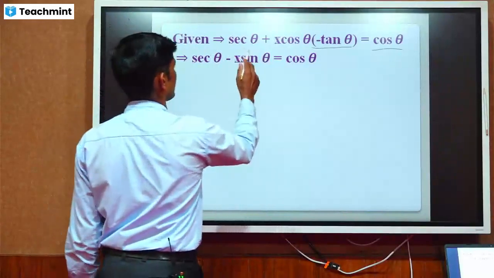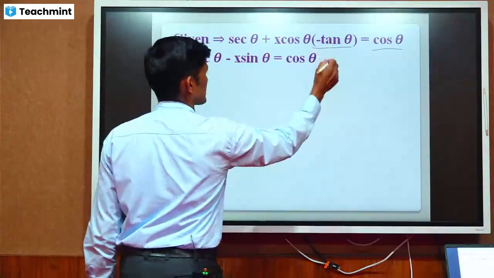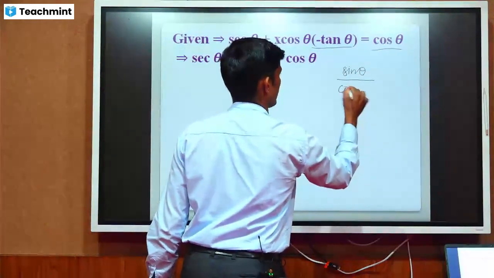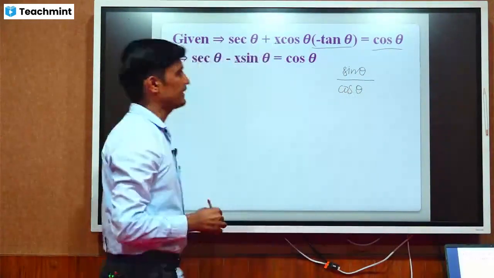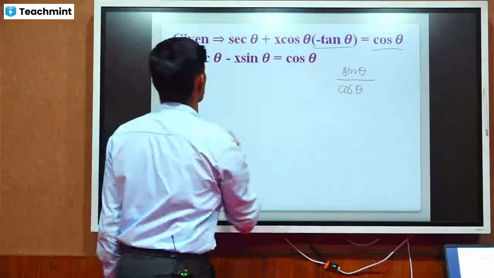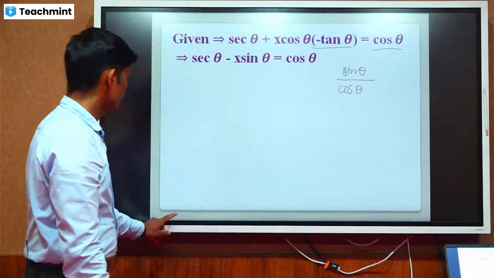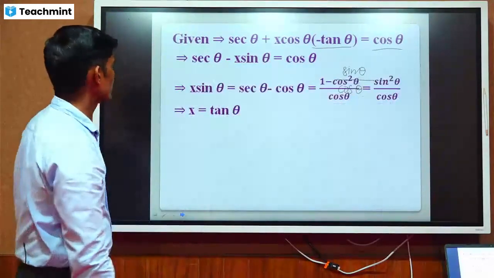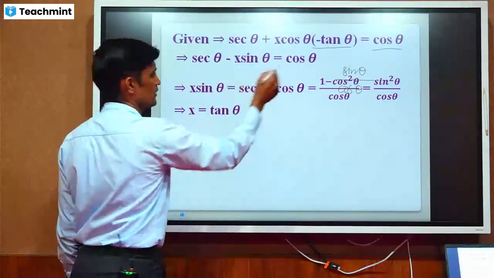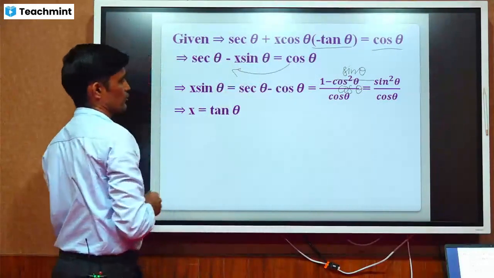So we get secant theta minus x into tan theta is sin theta by cos theta. If you write sin theta by cos theta instead of tan theta, then we get secant theta minus x into sin theta is equal to cos theta. Therefore, we simplify to get x. So x into sin theta is equal to secant theta minus cos theta.